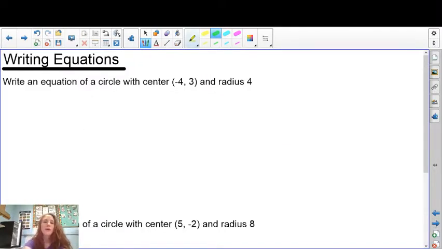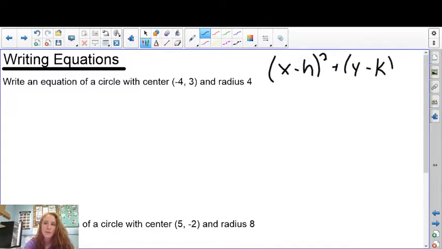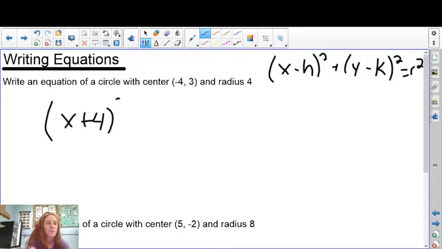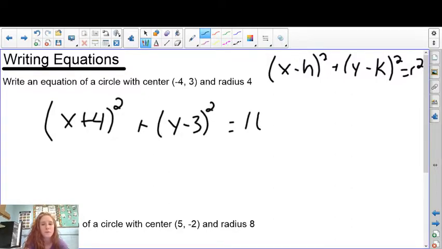All right, so we're gonna go ahead and write a generic one. Remember, my equation is (x - h)² + (y - k)² = r². It asked me to write the equation of a circle with a center of (-4, 3) and radius 4. So I have (x + 4)², because I'm doing the opposite sign, plus (y - 3)², again opposite sign, is equal to 16 because I have to take the radius and square it.